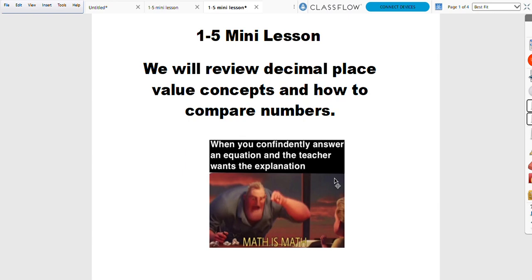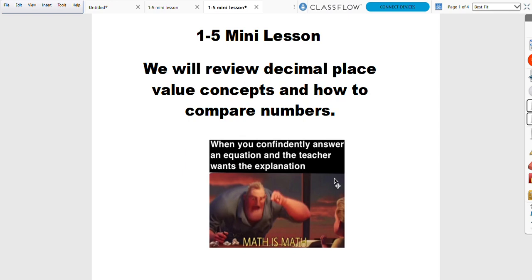Today we're looking at 1-5 mini lesson. We will review decimal place value concepts and how to compare numbers. So last week we looked at first understanding and reading decimals to the thousands place. Today we're going to start comparing decimals, but I do want to review with you those decimal place value concepts and also how to compare numbers. These are the prerequisite skills, or skills that you need to be successful with today's lesson.